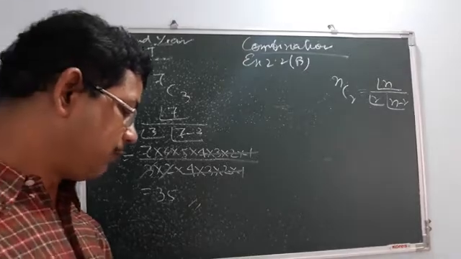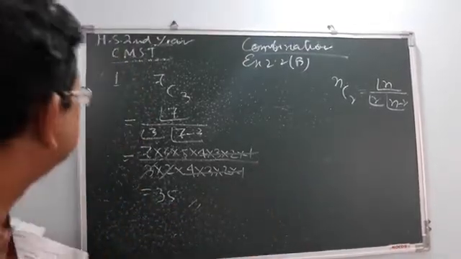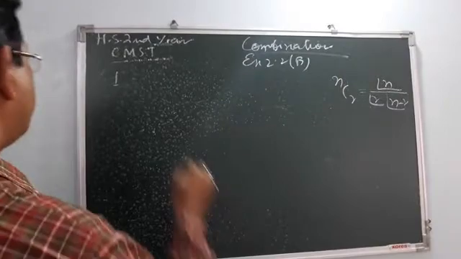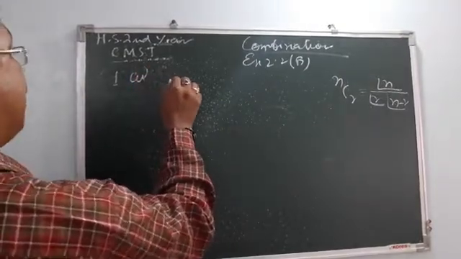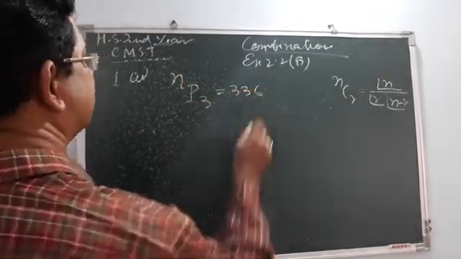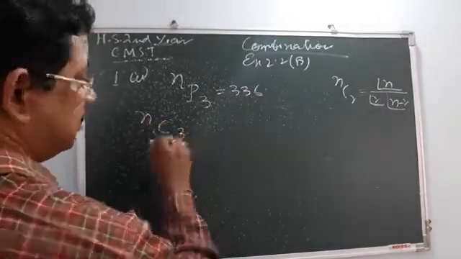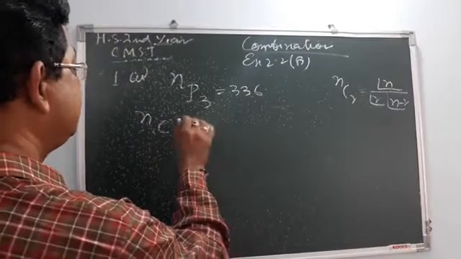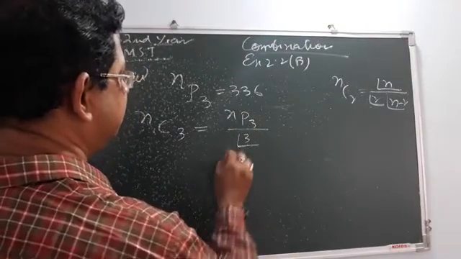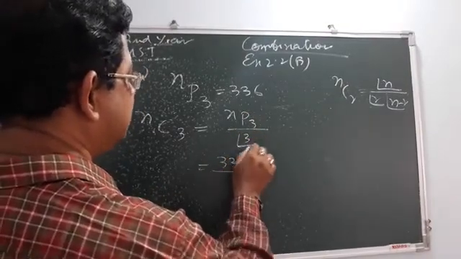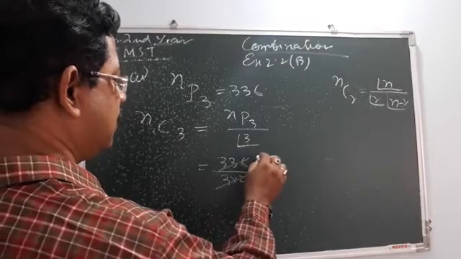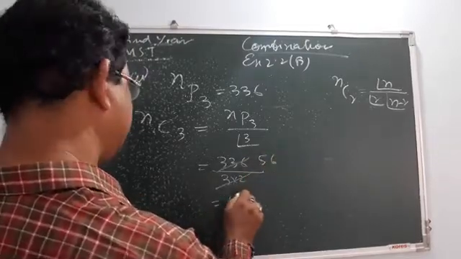Now we will do question number 2 of exercise 2.2. Here it is said: find NC3 if NP3 is equal to 336. What they asked? NC3. So we have one relation between NC3 and NP3. It is NP3 divided by factorial 3. NP3 is 336. Factorial 3 is 3 into 2 into 1, which is 6. So we can cancel these two. So answer I think is 56.